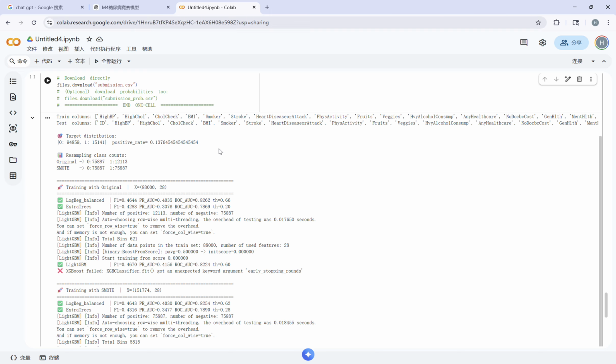The first step is loading the data. We read the training and the test files, and we confirm that the training file contains the target column diabetes binary. Next, we align the feature columns between training and test data. This step is crucial because the model can only make test predictions if the feature set is consistent. So we keep only features that exist in both files.